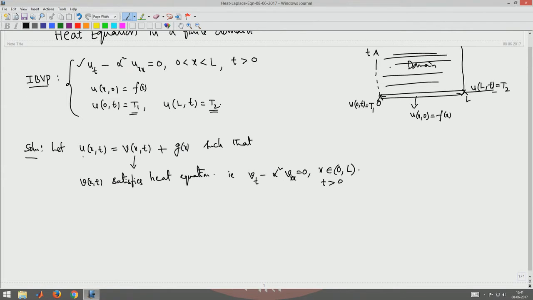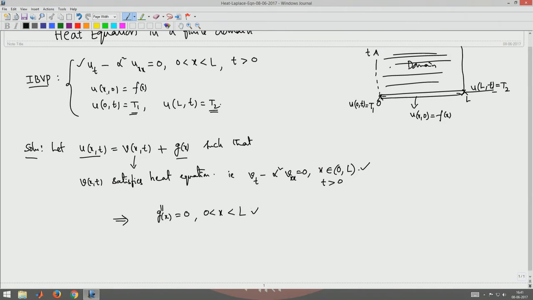Since u also satisfies the heat equation, and v is satisfying the heat equation, then g should also satisfy the heat equation. G is a function of x, so when you put it in the heat equation, the time derivative of g will be 0. So, you have minus alpha square gxx also 0, and this is simply a function of x. So, g double dash of x equal to 0, since alpha square is a constant and cannot be 0. Again the domain is x belongs to 0 to L. This is the equation for v, and this is the equation for g.